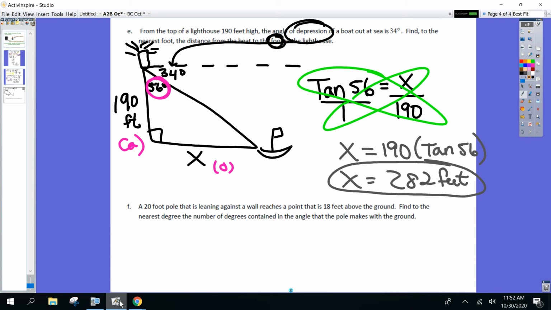When it asks for ratio, is that like opposite over adjacent? That's what it's at. What's the fraction you make, Caroline? Okay, yep. Good question.